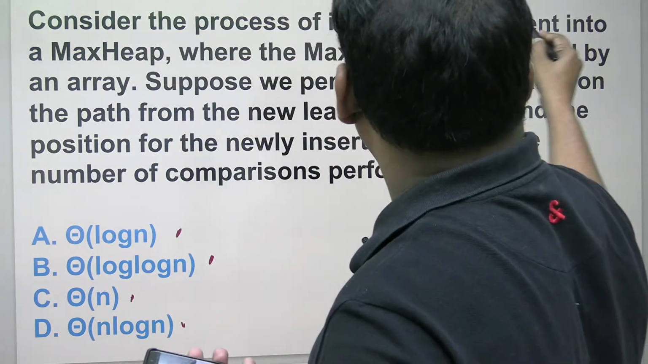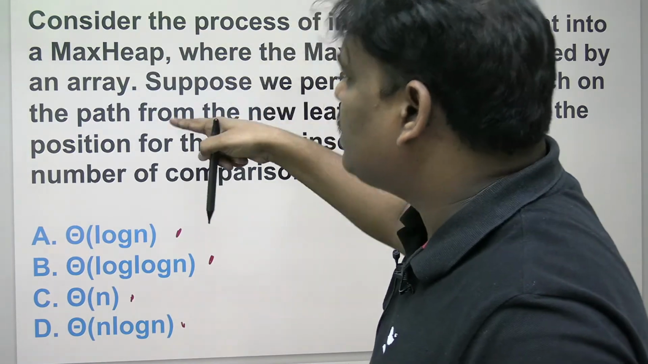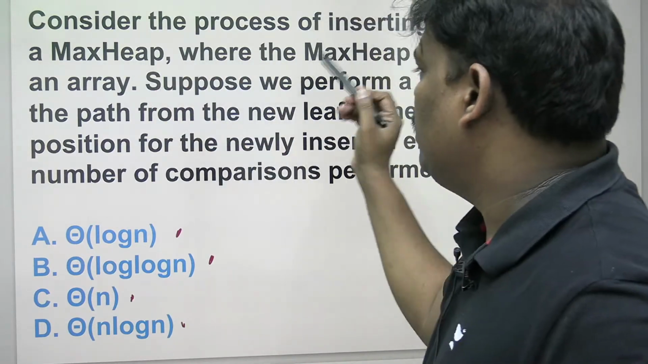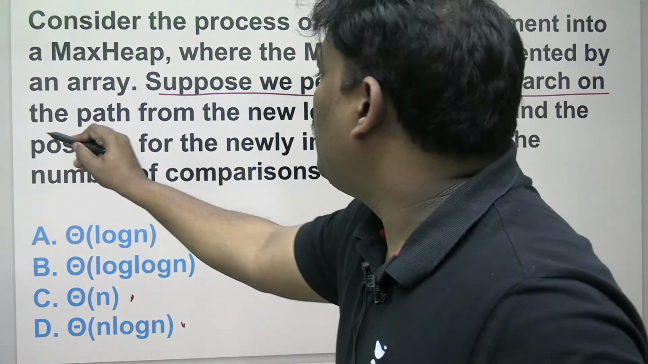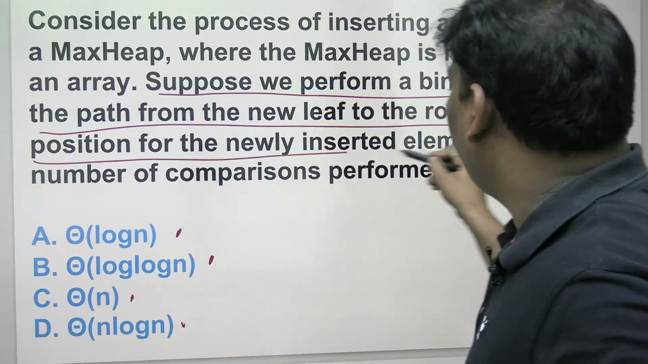Consider the process of inserting an element into max heap. You know the story what I explained is insertion, where the max heap is represented by an array. That is also okay. Suppose we perform a binary search on the path from the new leaf to the root to find the position of the newly inserted element.